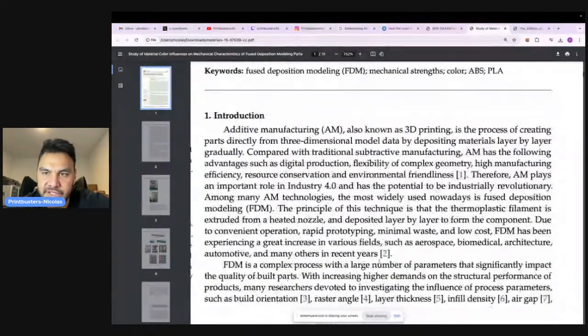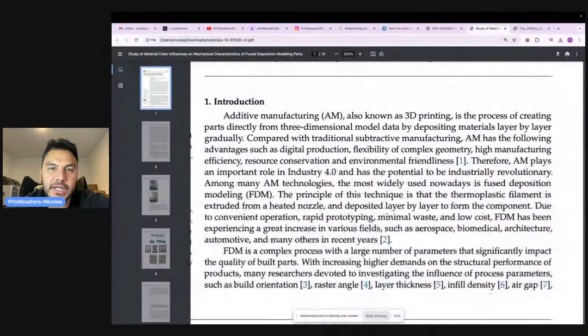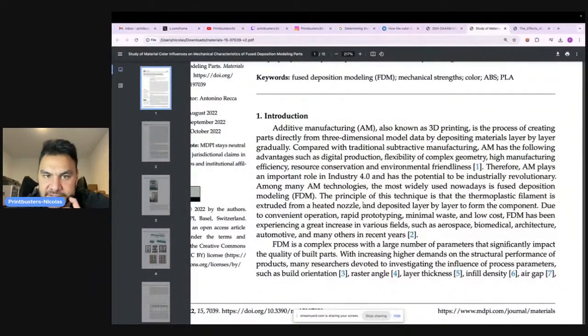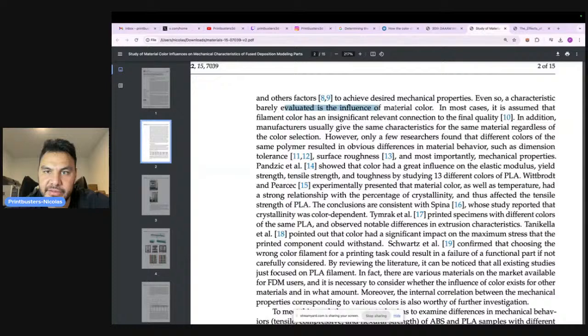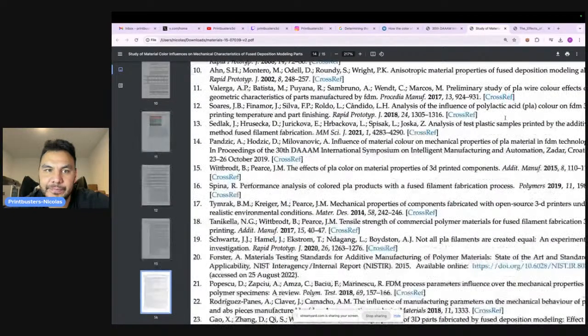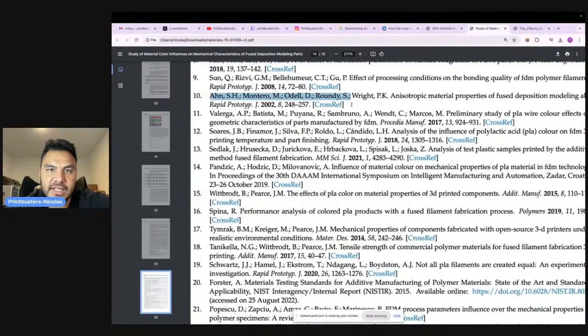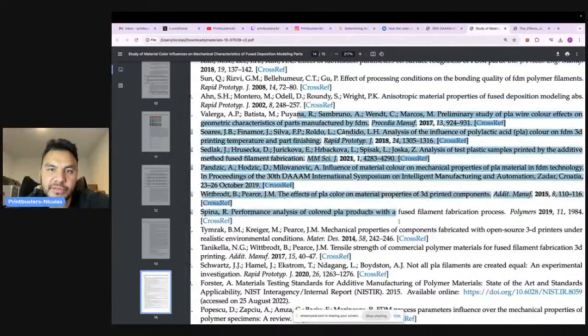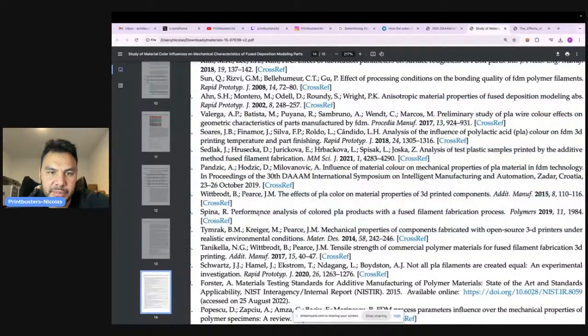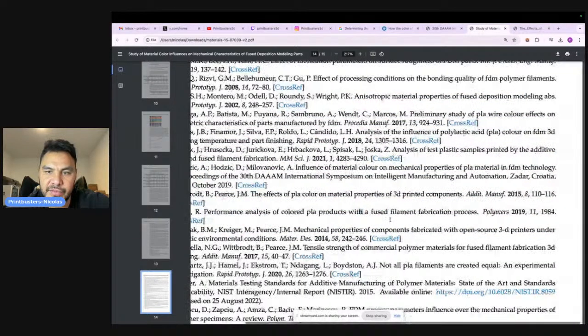Okay, so let's see how much they learned about their PLA or their ABS, whether they've been able to isolate that factor. Characteristic behavior, influence of material color. In most cases, it is assumed that filament color has an insignificant relevant connection to final quality. And then they cite something here. Yeah, so in most of the papers, they don't care about color. Performance analysis of colored PLA products with a fuse, blah, blah, blah.